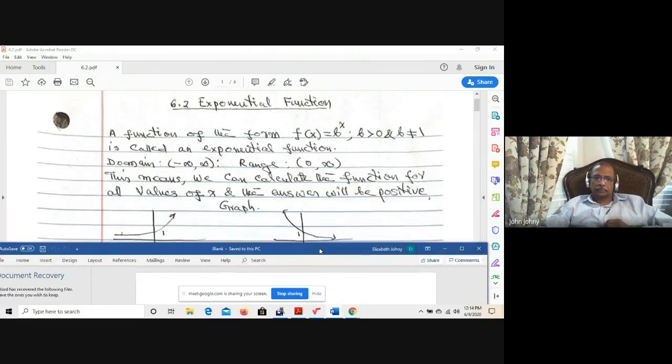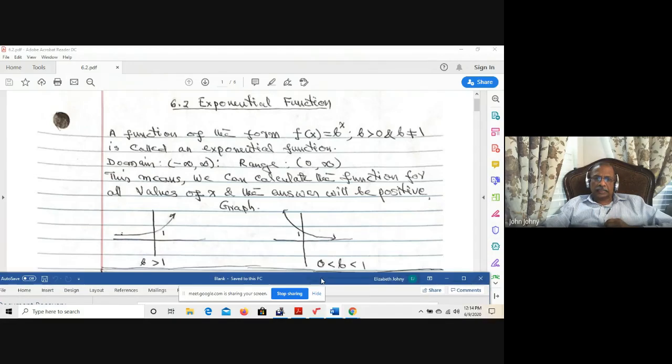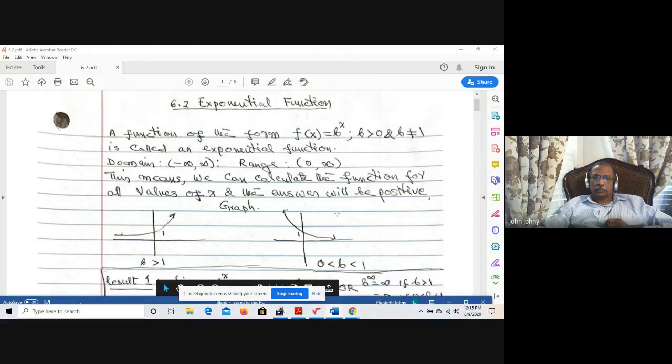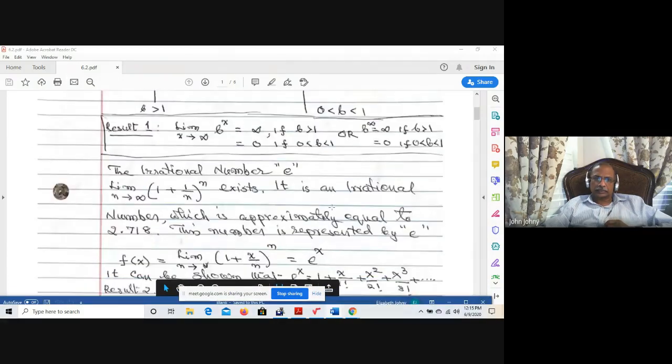Now here is the graph. If b is greater than 1, it is an increasing curve which is concave up, and the y-intercept will be (0, 1). And if b is between 0 and 1, it is a decreasing graph. That's it. Now the important results.